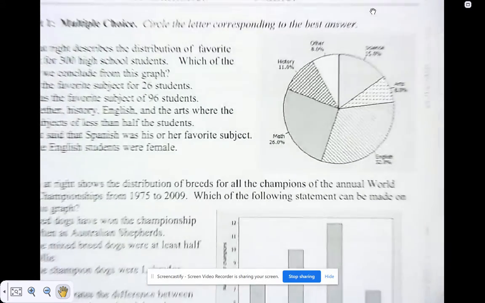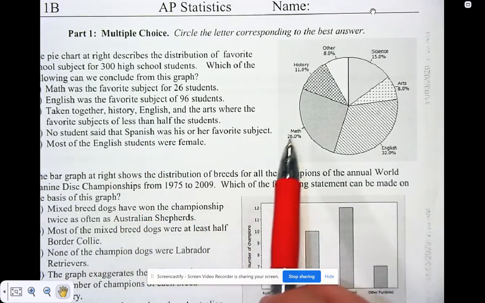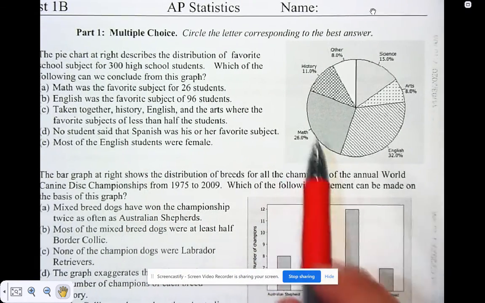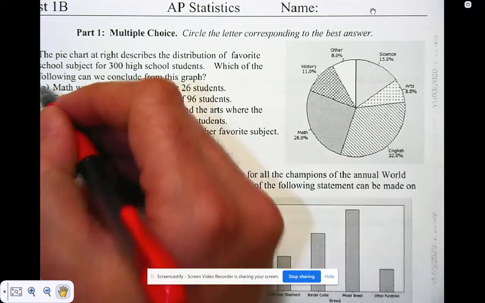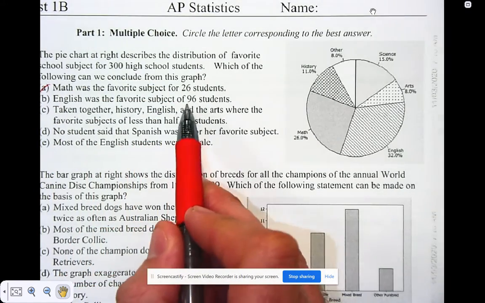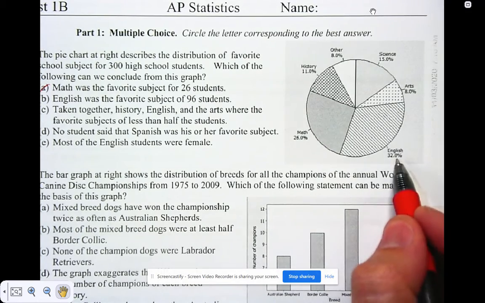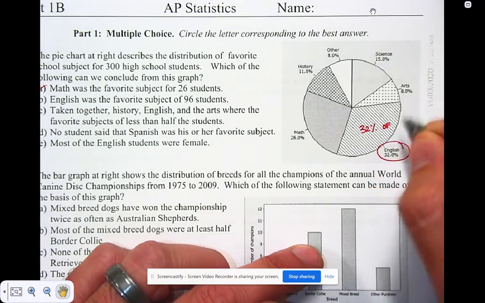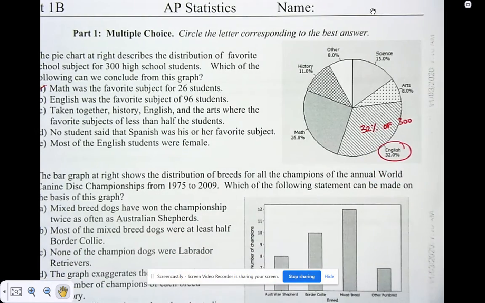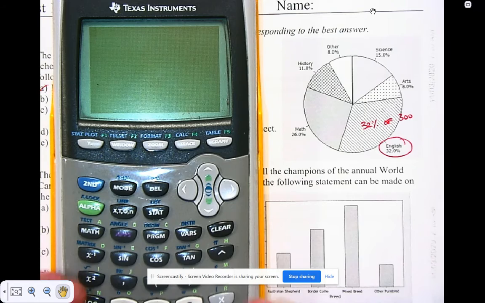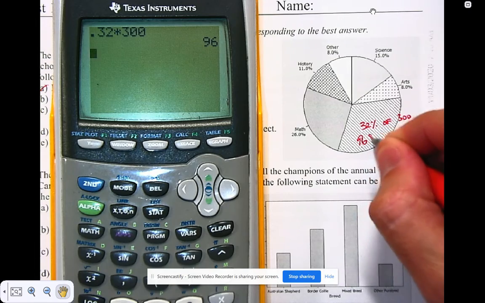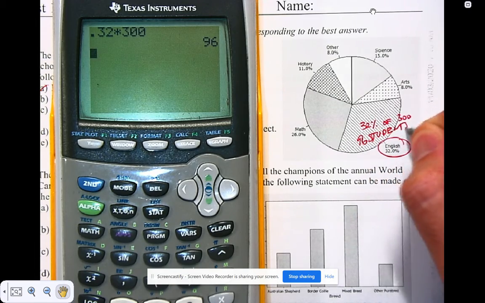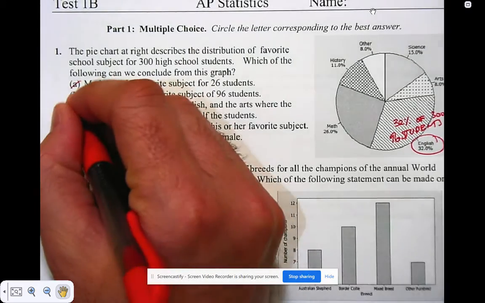Okay, so obviously as you read through these answers, math was the favorite subject for 26 students. That's not what it's saying. This is saying 26% of the 300, so that's incorrect. English was the favorite subject of 96 students. Okay, so if you have 32% of a total of 300 students, simple math, just grab your calculator and do 0.32 of 300 students, it tells you it should be 96 students. So this is representative of 96 students, and so B would be correct on that answer.